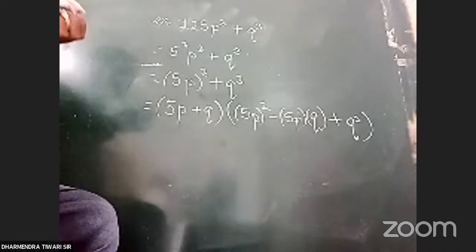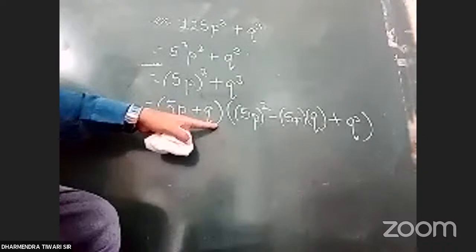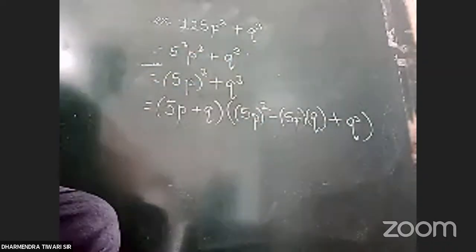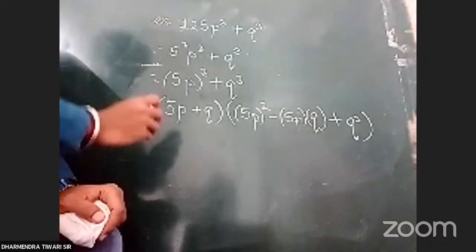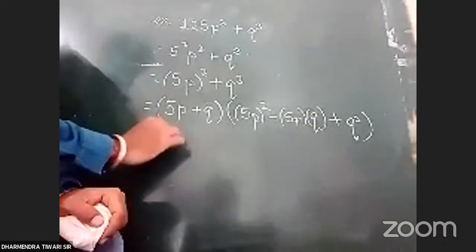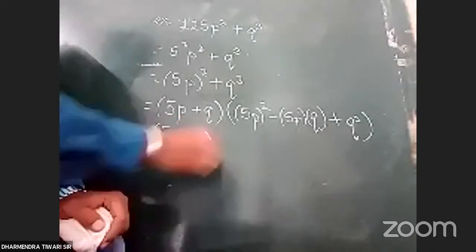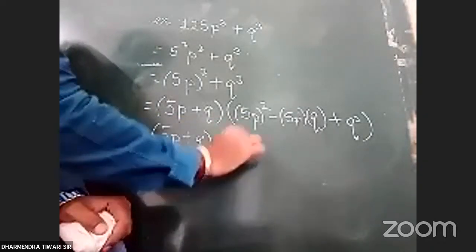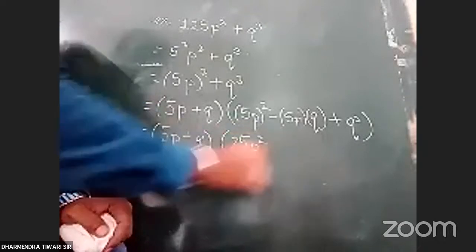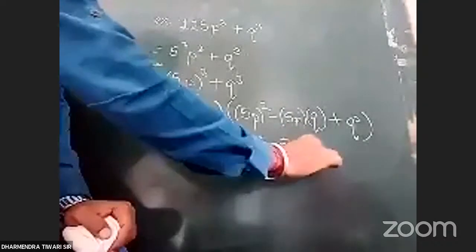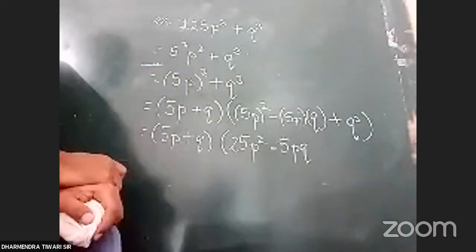Is this step clear? A plus b, a square minus ab plus b square. This is 5p plus q into 25p square minus 5pq.